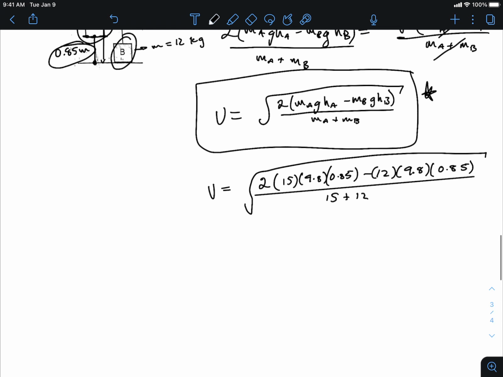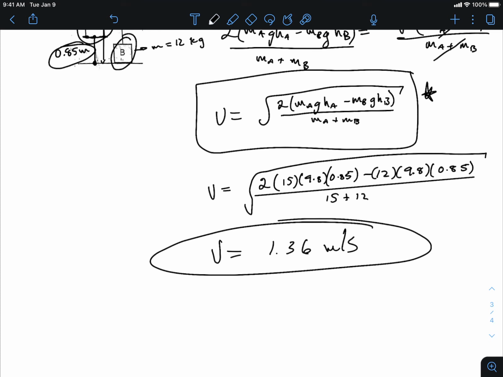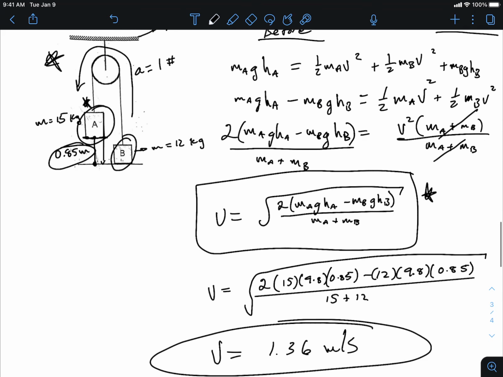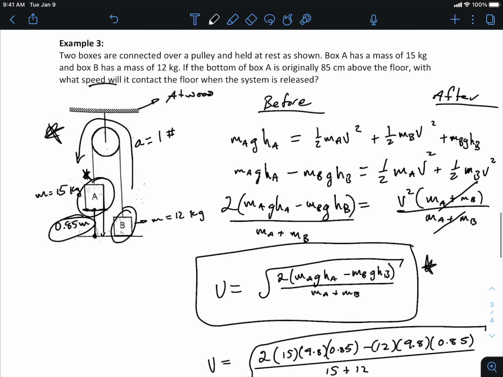Right? So when you type that into your calculator, you should see that the answer, V, or the speed of the system, should come out to be 1.36 meters per second. Okay, which will round to the answer that it was. Oh, I didn't put the answer there. Should be 1.4. Okay, that's how we arrive there.